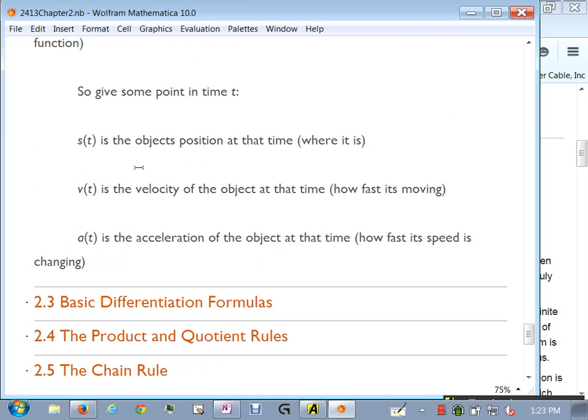All right, so that's it for this section. We're going to move into 2-3 now. All right?